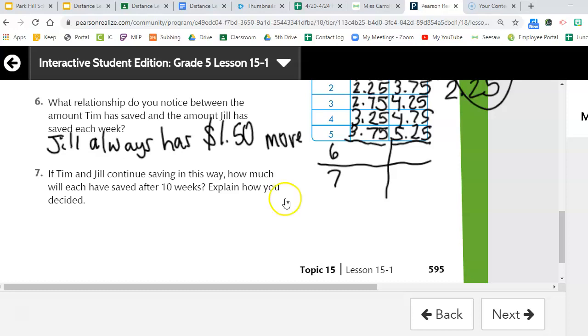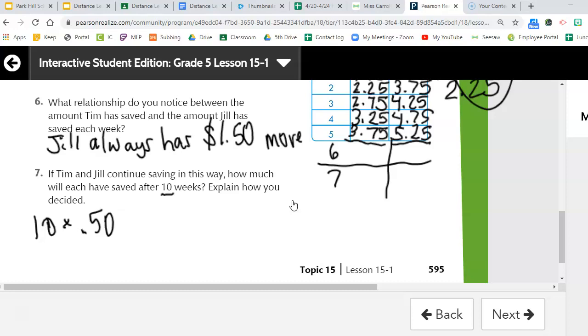Okay? So we're looking for after 10 weeks. So each week, think about it for a second. How much again do they save? They save 50 cents each week. So we can actually take that 10 weeks and we can times it by 50 cents. Okay? So when we do that, think about what would it be?